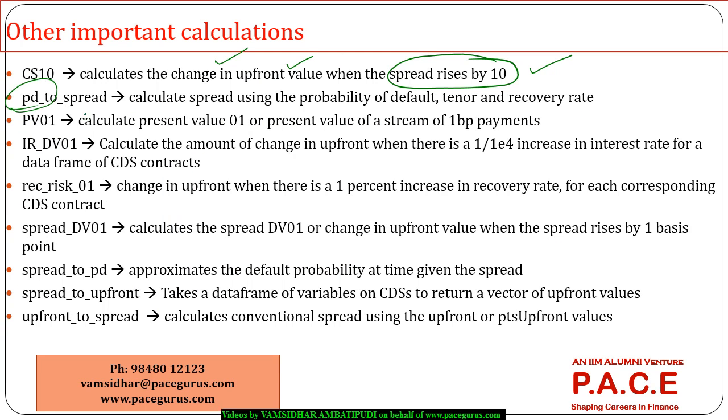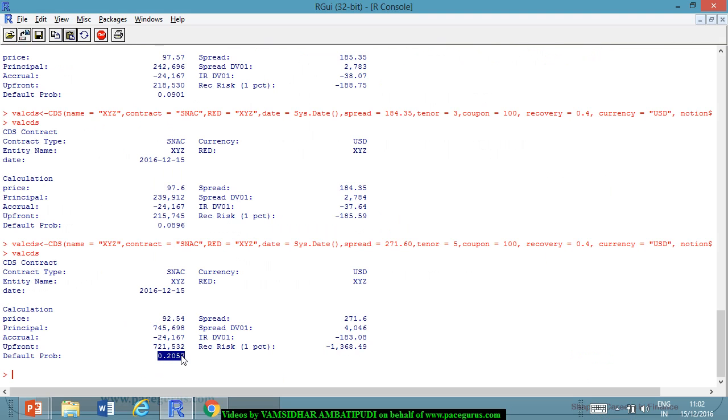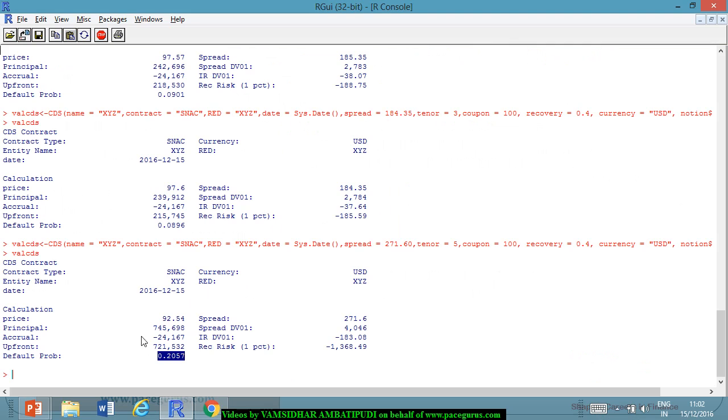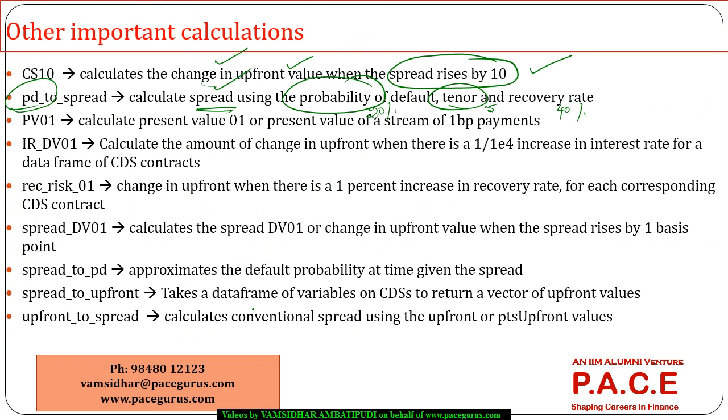Now once we have the probability of default, based on that, I can even compute the spread. So I need to give the probability of default as input, tenure as the input. Here it is 20% is the probability of default, tenure is 5 years, recovery rate is 40. Based on that, it can also compute the spread. So based on these numbers, I can do some kind of quick calculations here and there to typically get the whole set of computations altogether.